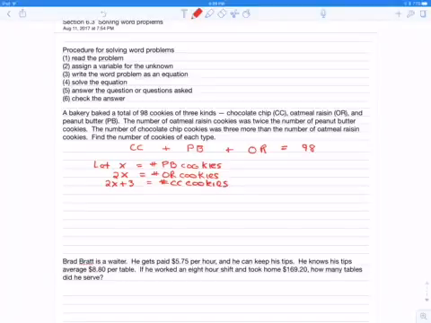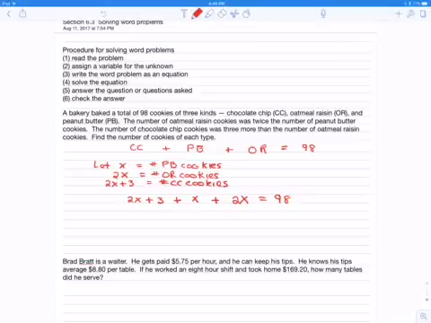So we said the sum of each type of cookie adds up to 98. So the chocolate chip cookies, that's the 2x plus 3, plus the peanut butter cookies, that was x, plus the oatmeal raisin cookies, that was 2x. That adds up to 98. Got an equation. Now let's solve it.